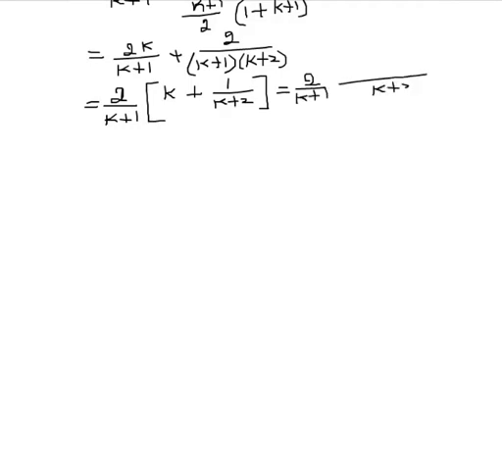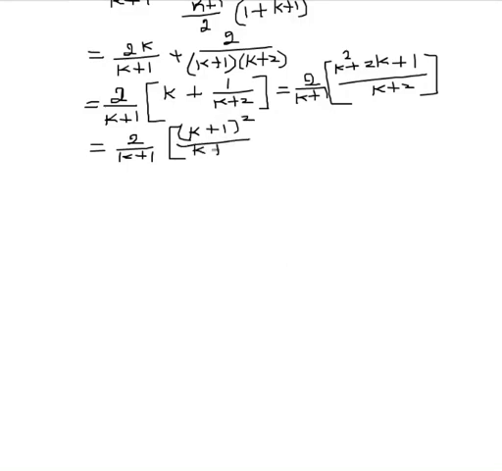Let us take LCM k plus 2. K times k plus 2 becomes k square plus 2k, and plus 1. 2 divided by k plus 1 into k square plus 2k plus 1 can be written as k plus 1 the whole square divided by k plus 2. So one factor we can cancel and we get the right hand side: 2 times k plus 1 divided by k plus 2. And this is the right hand side.